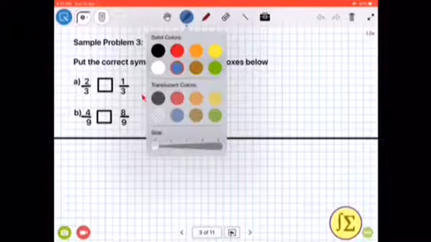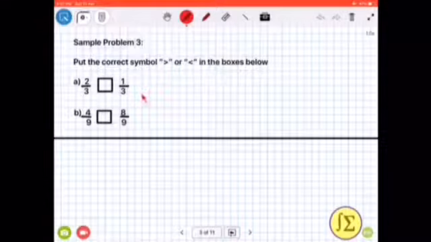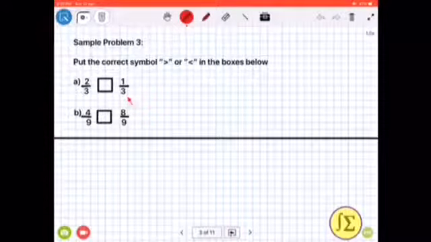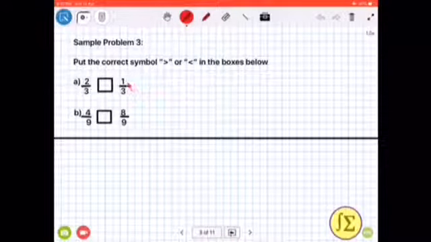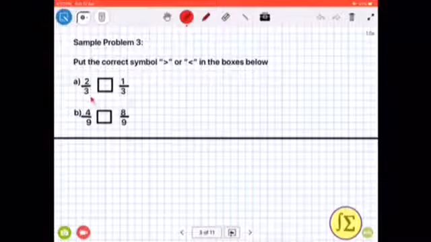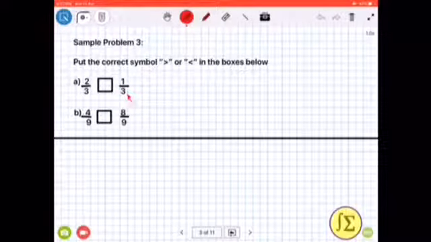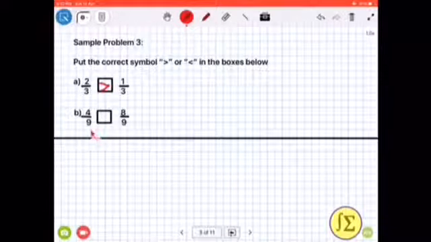So let me use red. Okay, 2 over 3 compared to 1 over 3. So the numerator 2 is larger than the numerator 1. That means the fraction 2 over 3 will be larger than the fraction 1 over 3, right? So I put that symbol here, more than. Now let's look at this one below, right?